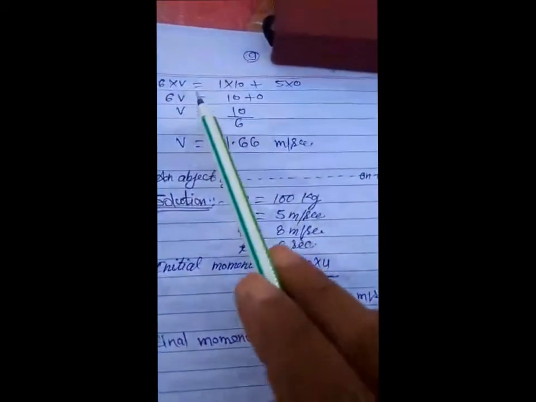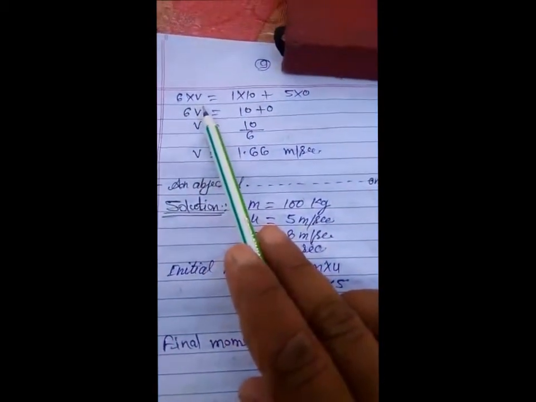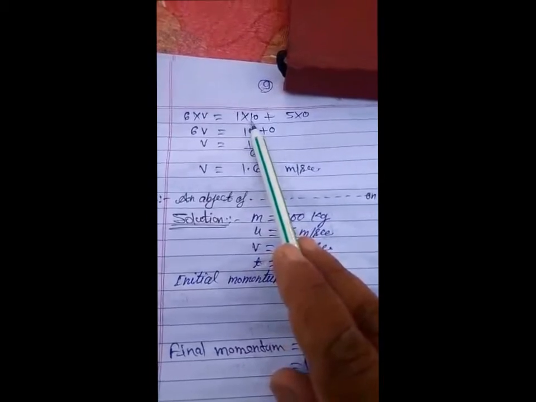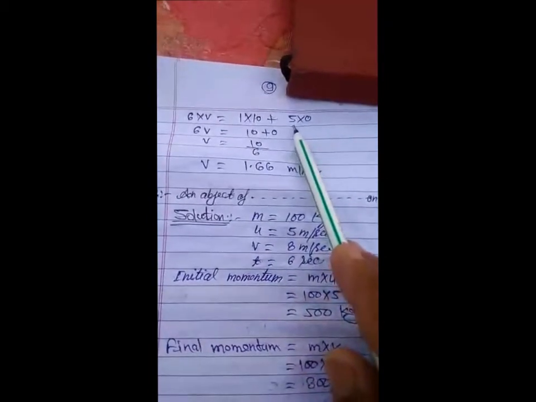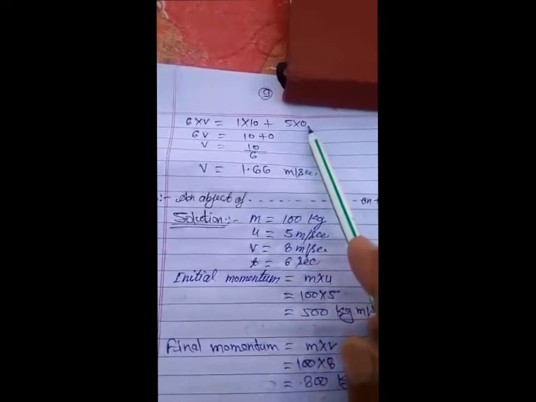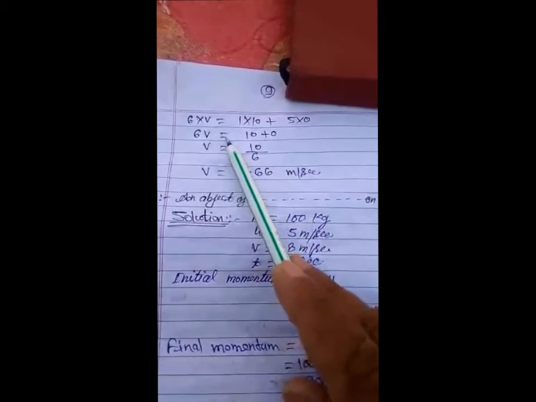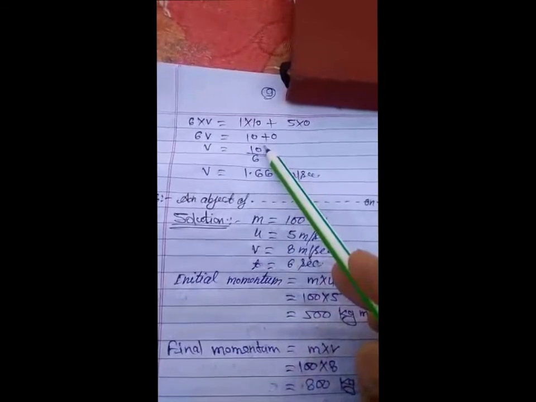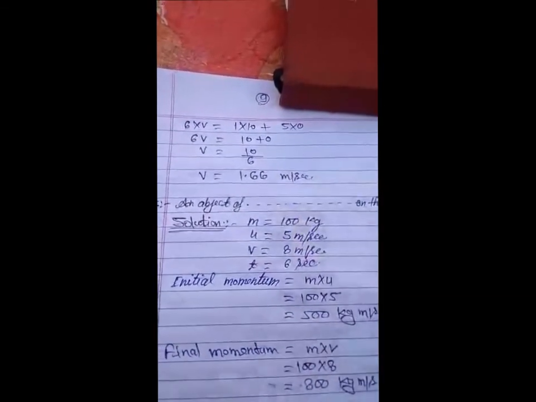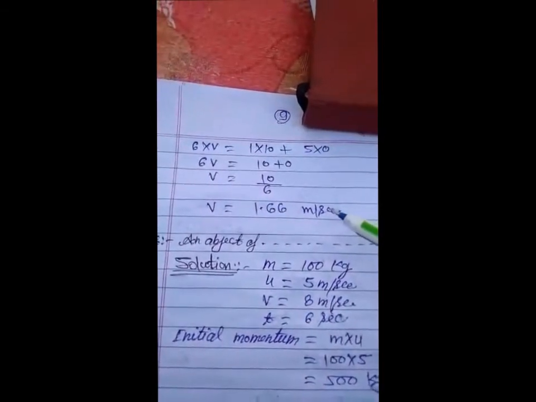Now we put in the values given in the question. 6 multiplied by v equals the mass of the first object, 1 kg, and velocity 10, plus the mass of the second object, 5 kg, and velocity 0 because the second object is at rest. Then we get 6v equals 10 plus 0, that is 10. v equals 10 upon 6, we get 1.66 meter per second.